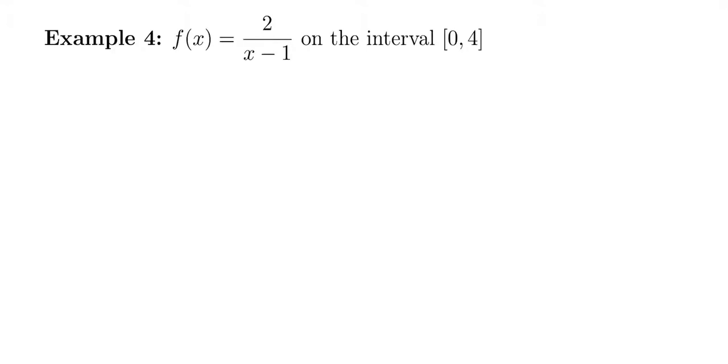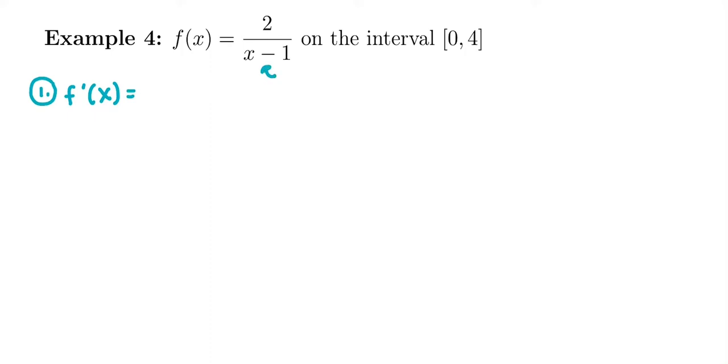Let's find the absolute max and min for the function 2 over x minus 1 on the interval from 0 to 4. Two steps. We're going to find first any critical numbers. So we're going to take the derivative of this. Before we do that, we might need to rewrite this function.